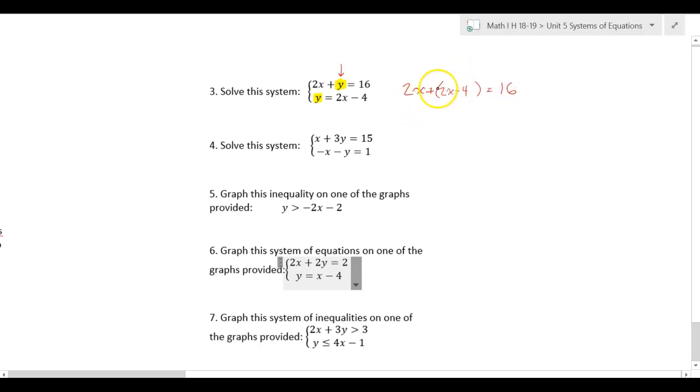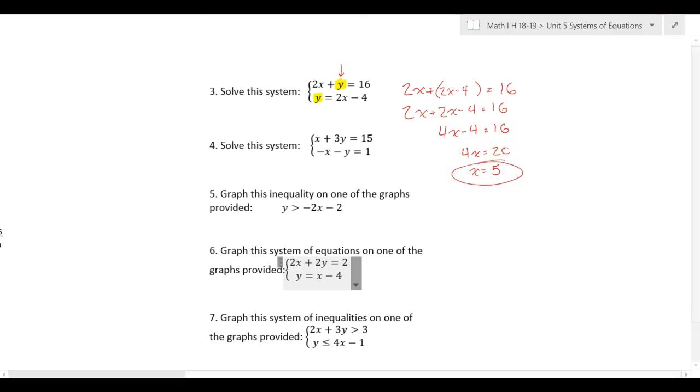Well, once I do this, there's no negative, so I don't have to distribute anything. I say 2x plus 2x minus 4 equals 16. 4x minus 4 equals 16. 4x equals 20 because I added 4 to both sides, and therefore x equals 5. Now please remember, we are not done. We only have x here.